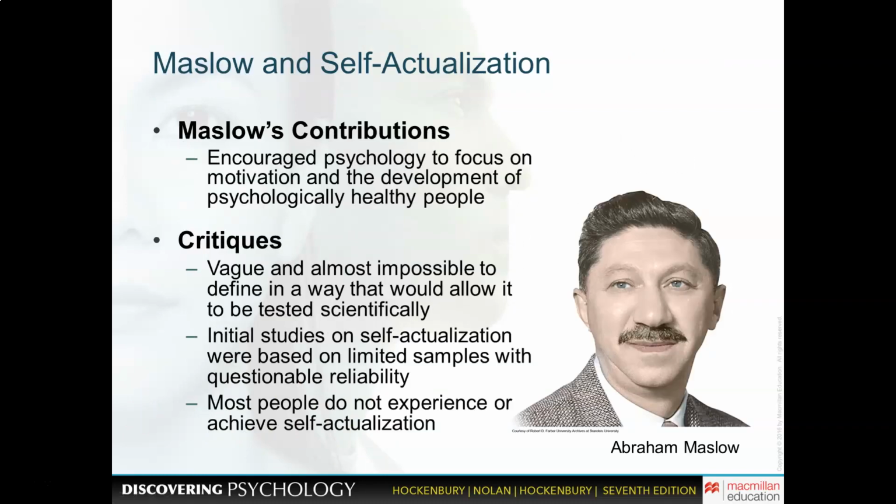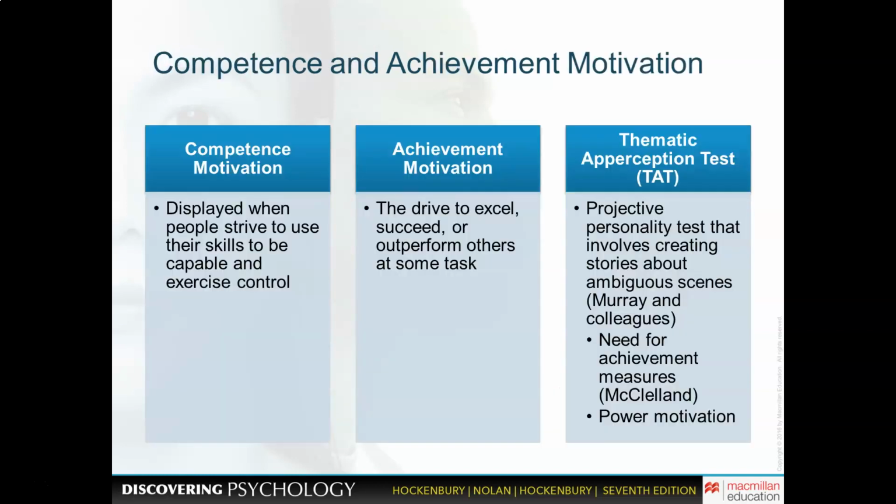Okay, I'm moving on from this. We've discussed Maslow. And here are the competence and achievement motivations. Competence motivation means one is motivated when one strives to use their skills to be capable and exercise control. Achievement motivation is the drive to excel, succeed, or outperform others at some task, which can be a common type of motivation in sports or business, etc.